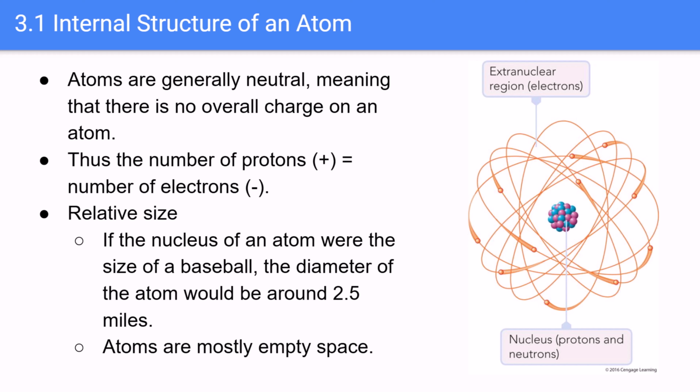So in most neutral atoms, the number of protons is equal to the number of electrons. That is, the number of positive charges in the nucleus is equivalent to the number of electrons that are around the outside of the nucleus.